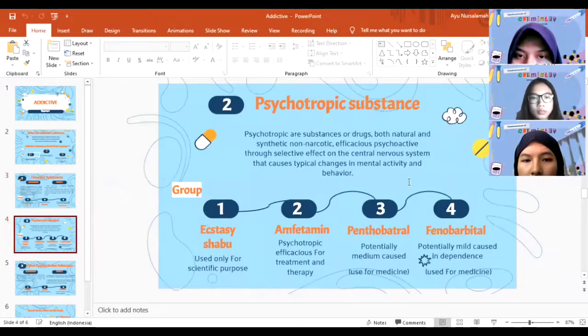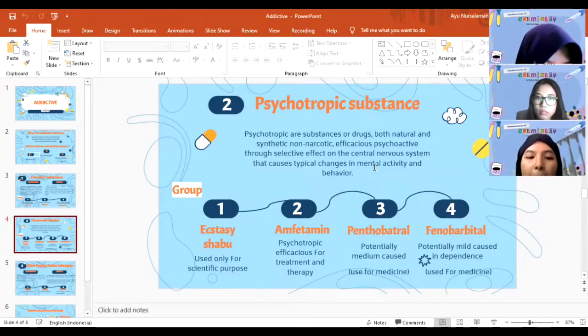The second is psychotropic substance. What are psychotropics? Psychotropics are substances or drugs, both natural and synthetic, non-narcotic, psychoactive, acting through a selective effect on the central nervous system that can cause changes in mental activity and behavior.